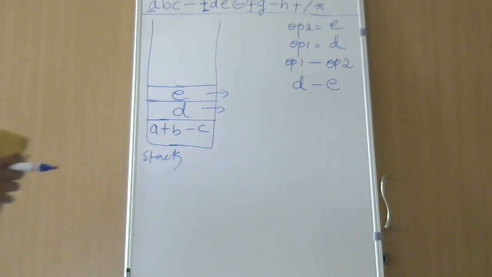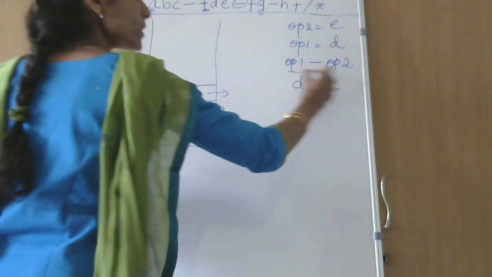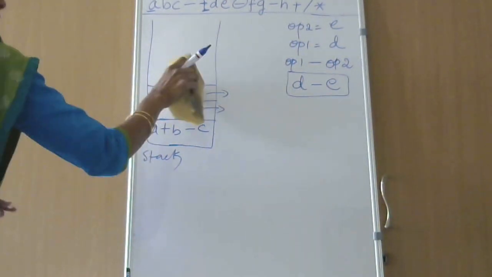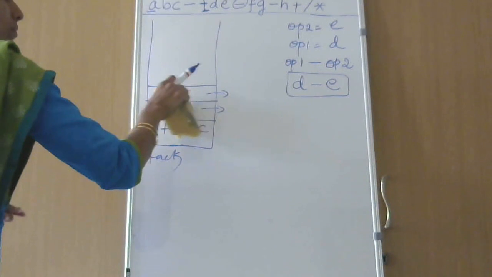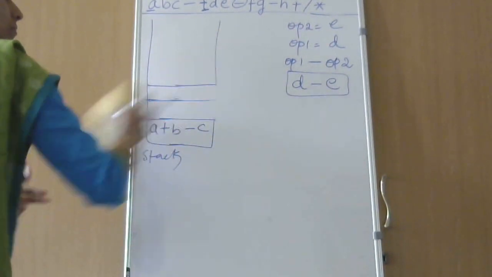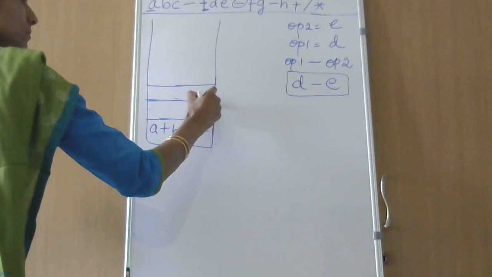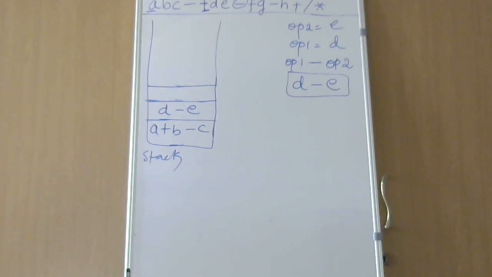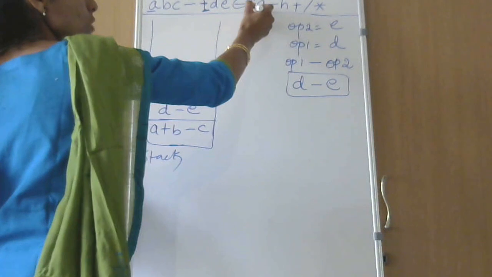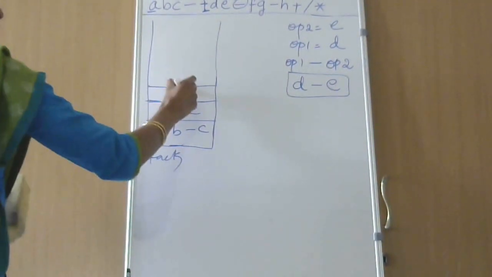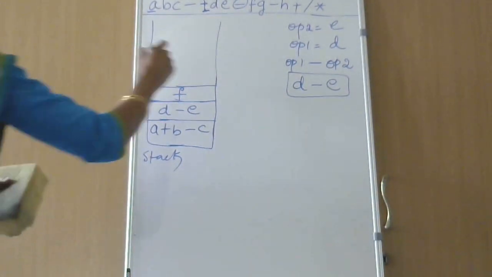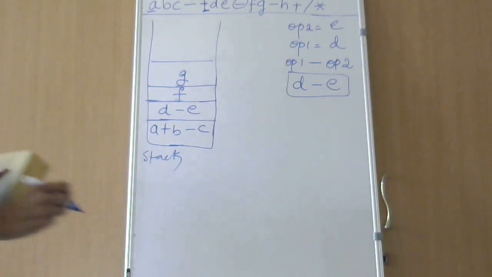Correct? Now, coming to the stack, this D minus E, what should we do? We have to push this onto the stack. That's the result. You have to push it back. E and D we have popped out, so these two are not there in the stack anymore. I'll push D minus E. So D minus E will come there. I hope I'm clear. Next is what? F. F is an operand. So operand means push it onto the stack. Next is G. G is also an operand. Push it onto the stack.